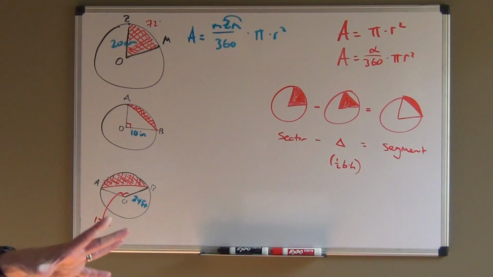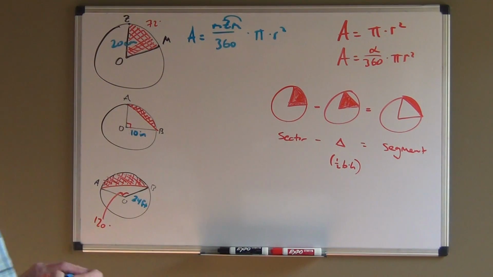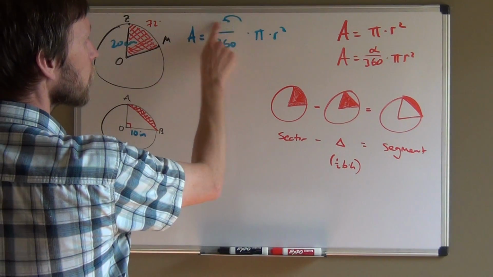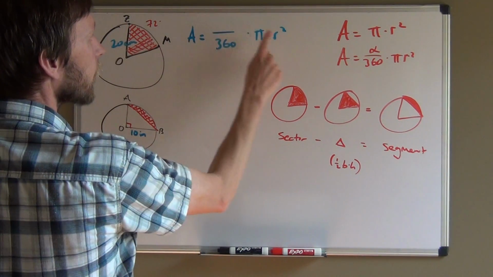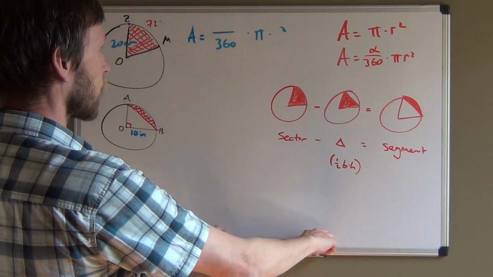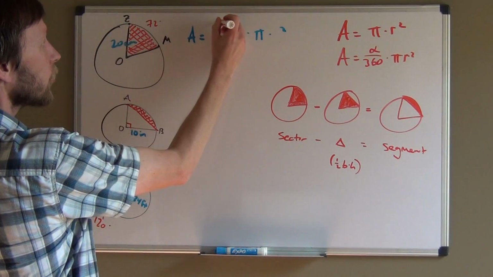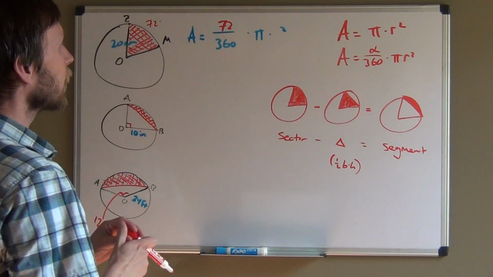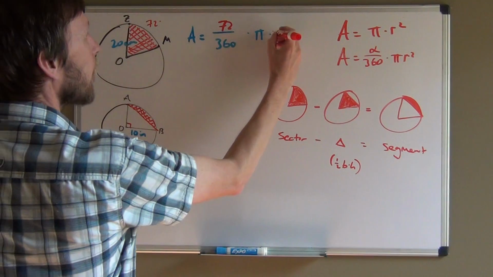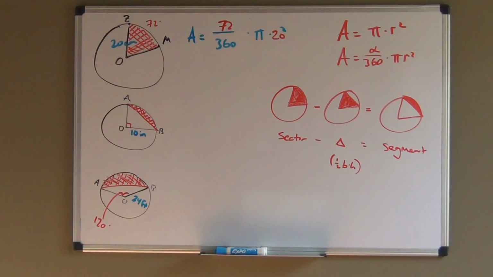All right, and in this case, the only thing that changes from item to item is going to be the measure of the arc and the length of the radius that we are squaring. Those are the only variables. The 360 stays the same, the pi stays the same, the squaring stays the same. And so we have 72 divided by 360 times pi times the radius, which in this case is 20, and we will square it.